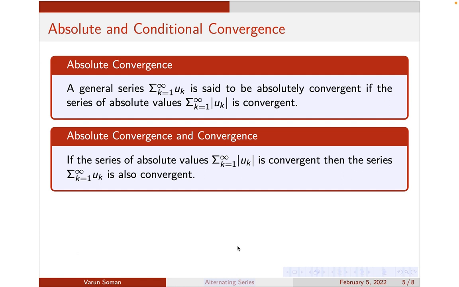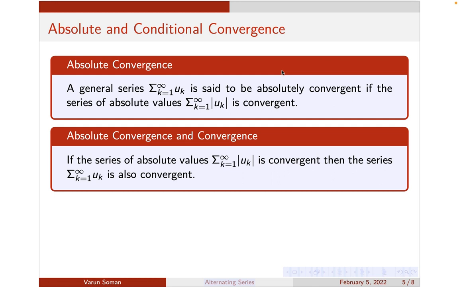This is called an absolutely convergent series. So sigma u_k is absolutely convergent, I hope it is clear. And what is the benefit of absolutely convergent series? The benefit is that if a series is absolutely convergent, we can definitely conclude that the given series is convergent.